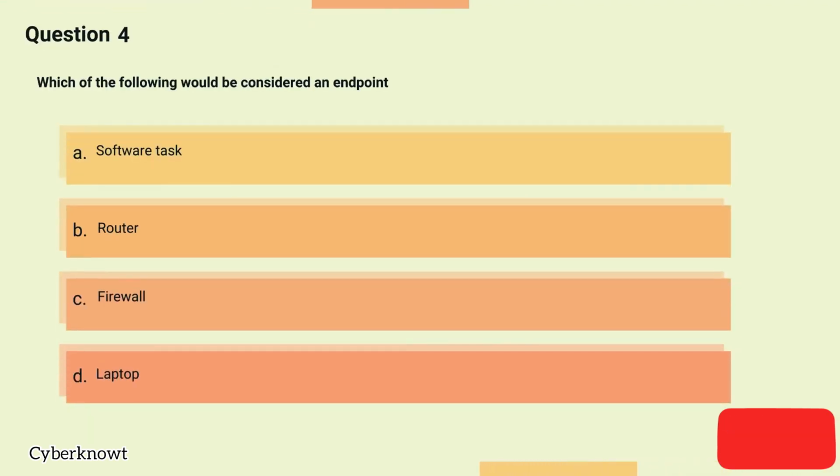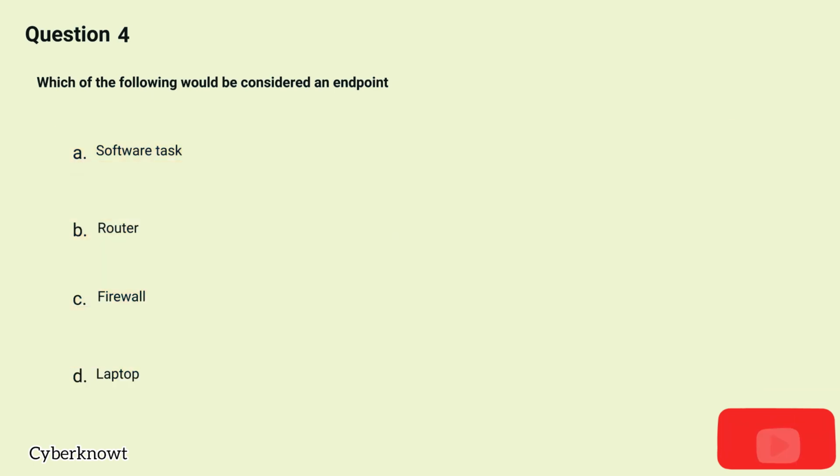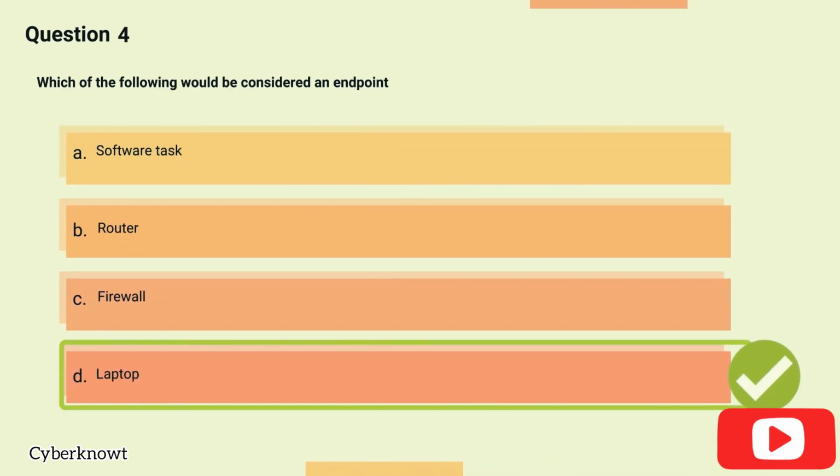Question 4. Which of the following would be considered an endpoint? Option A. Software task. Option B. Router. Option C. Firewall. Option D. Laptop. The correct answer is option D.